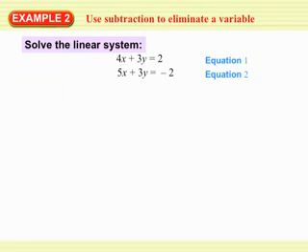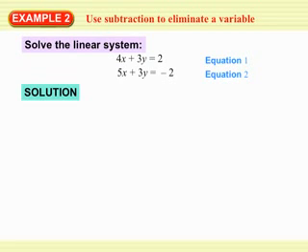Here's another example. In this case, we're going to have to use subtraction to eliminate a variable. We have equation 1, 4x plus 3y equals 2, and equation 2, 5x plus 3y equals negative 2. If I simply added these two equations together, neither the x variables nor the y variables would drop out. However, I noticed that the first equation has a 3y and the second equation has a 3y. So if I subtract the second equation from the first, then the variable should drop out.